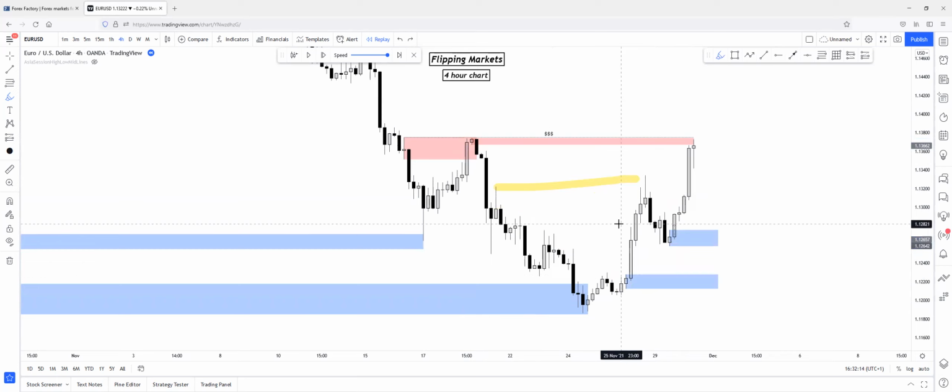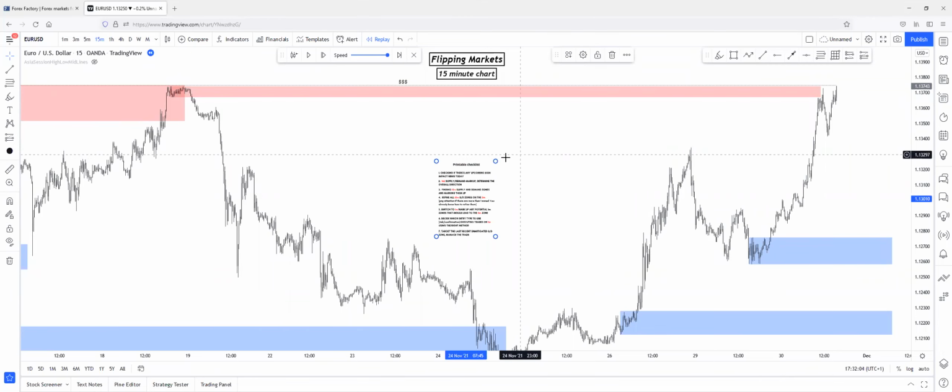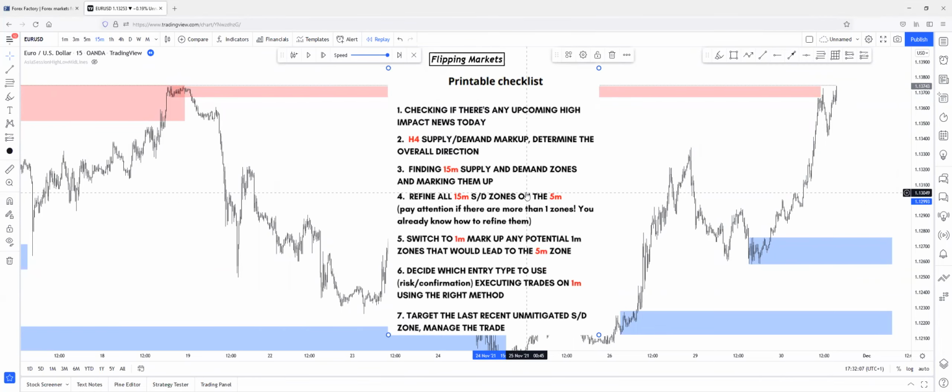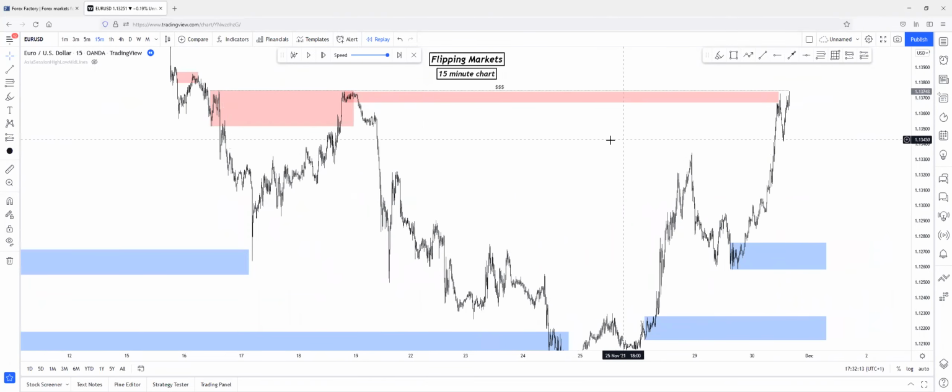Okay, let's see the third point. I will just paste the print list here. As you can see, the third point is finding the 15-minute supply and demand zones and marking them up. Okay, this is a really simple task. Let's see the structure first.